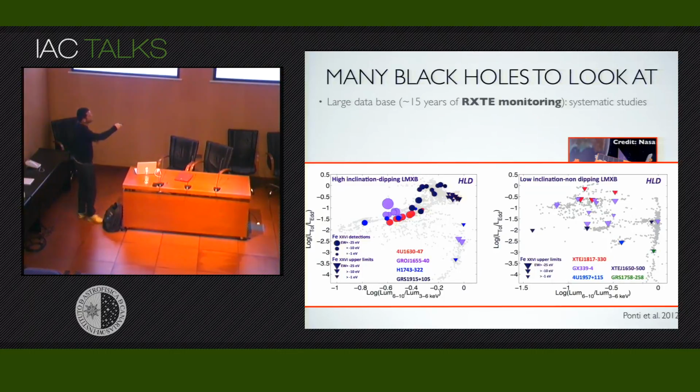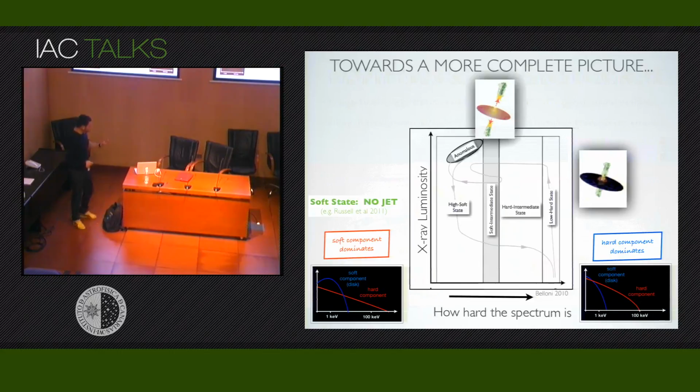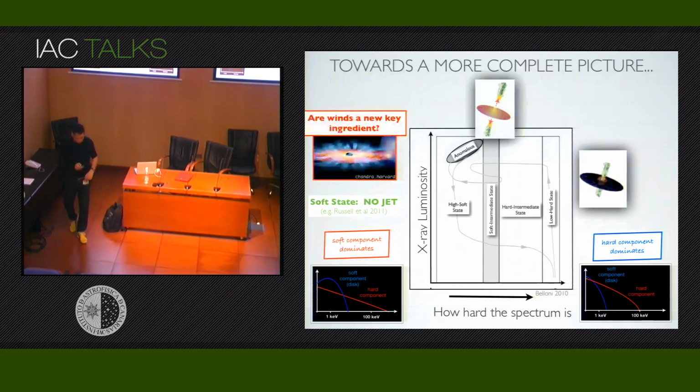So this is quite interesting because they compare the whole population of black holes, not the whole population, but 10 systems, and this suggests that these winds could be ubiquitous, and indeed, it could be that they represent a new ingredient in the outburst evolution. So it could be that when we don't have the jet, we have the wind. It's actually a very nice and new study, and people are quite excited about this.